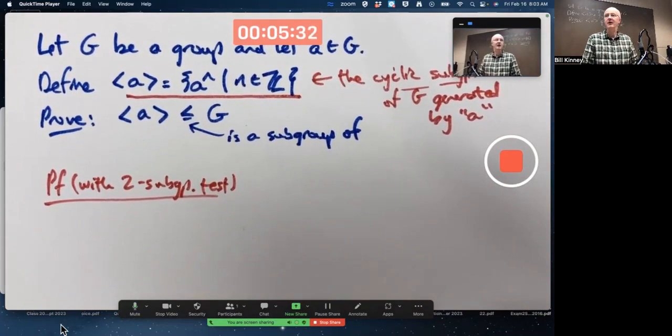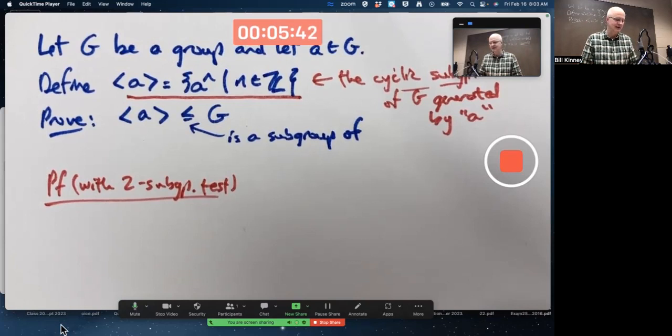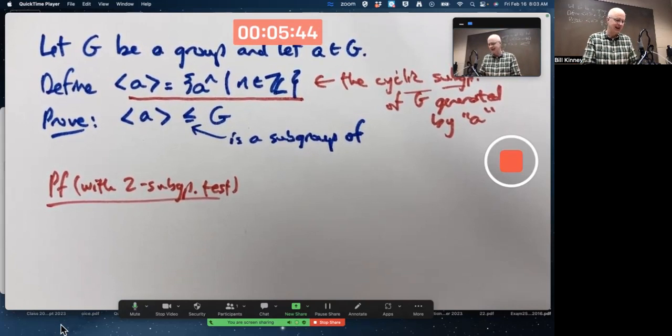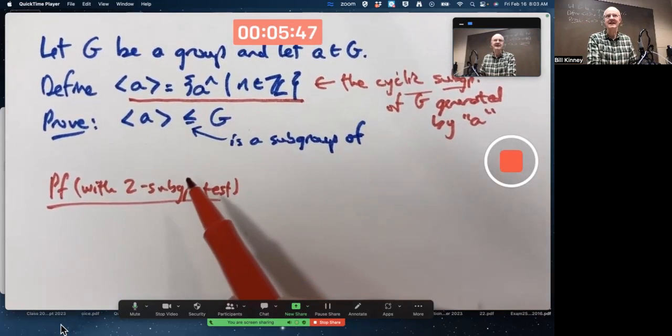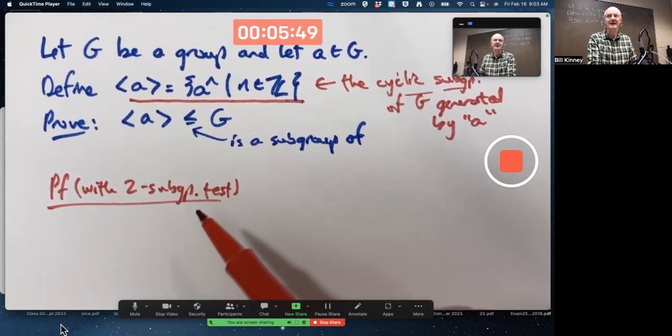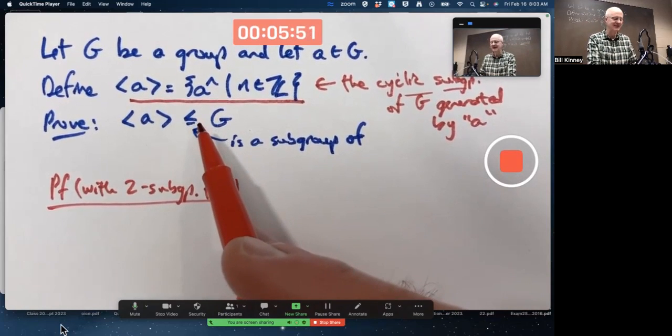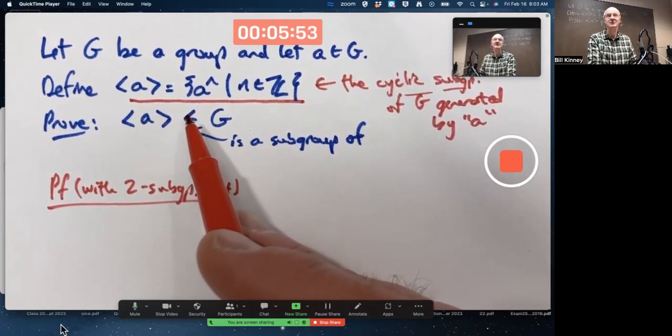First thing to do is verify that your set is non-empty, though. So the two-step subgroup test is really a three-step subgroup test, with the zero step being verify the set's not empty, but that's trivial. A is an element of G. A to the first, for example, is in this set. I mean, A to any power is in this set. The fact that this is non-empty is really trivial.